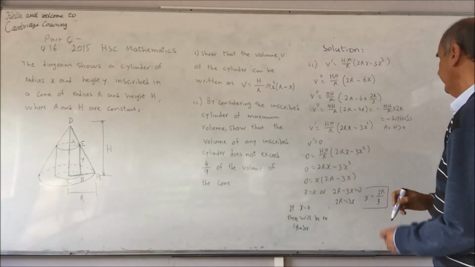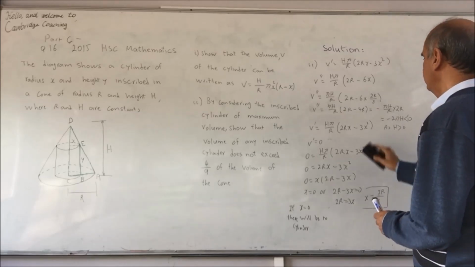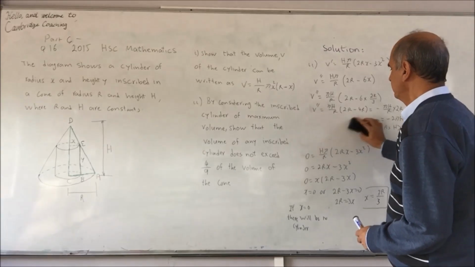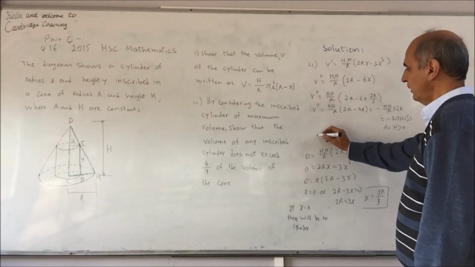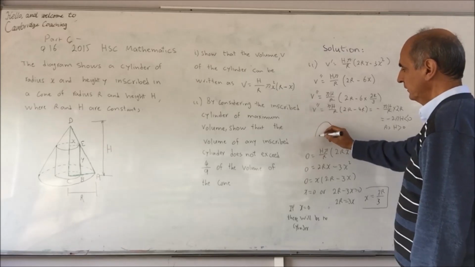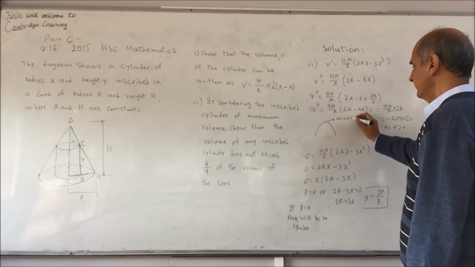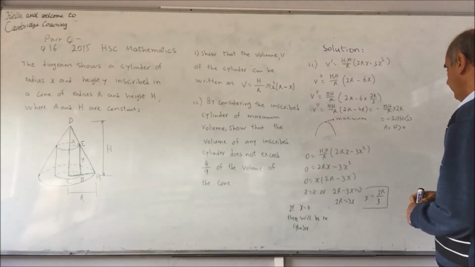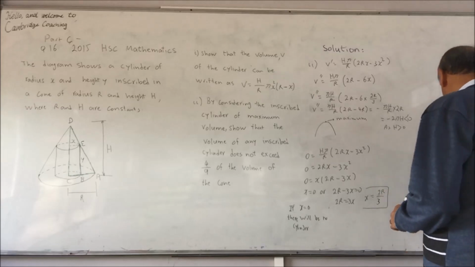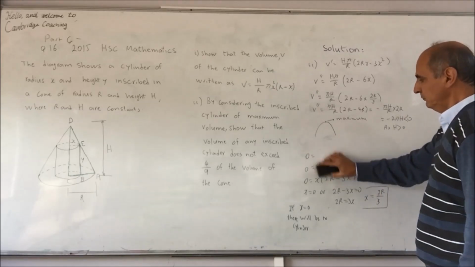Alright, so we have a negative value for the second derivative. When you get a negative value for the second derivative, it means that you have a maximum, because that means it's concave down, and when you have concave down, then you have a maximum. That's the reason. Now we know that this value of x is providing us with the maximum volume.